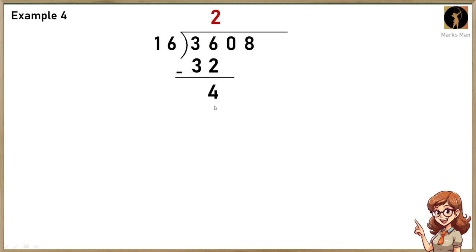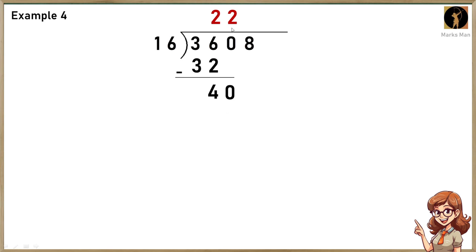Since 4 is smaller than 16, you need to bring down another number from your dividend. So we need to bring down this 0. Now 40 is now bigger than 16, so we can divide it. 40 divided by 16, that is equal to 2. Since there are 2 16s in 40.